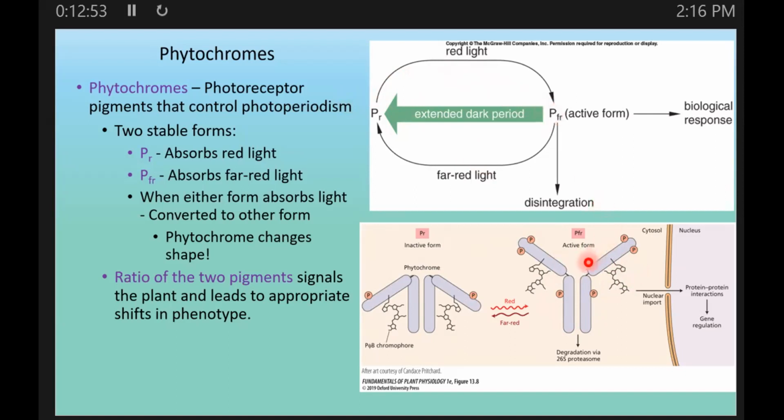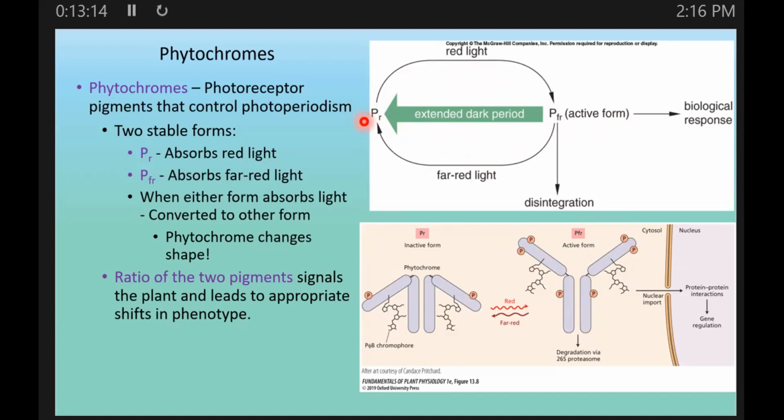Now that form, that capital Y form, is designed, that form is really good at absorbing far red light. So if the plant gets hit with a bunch of far red light, it's going to take any of its piece of FR that it has and shift it back to the piece of R form.